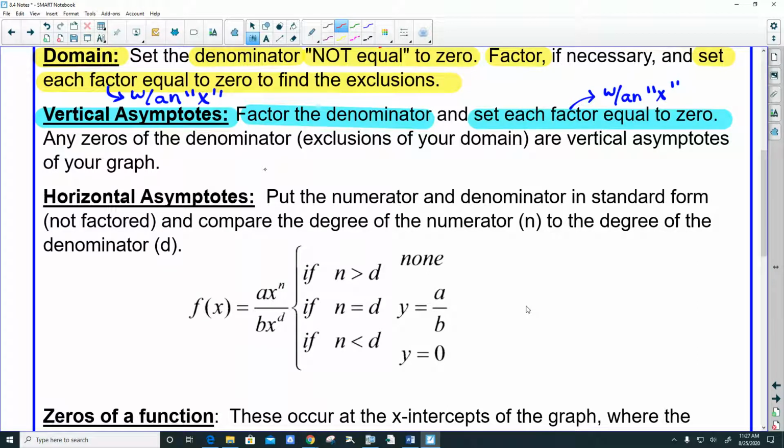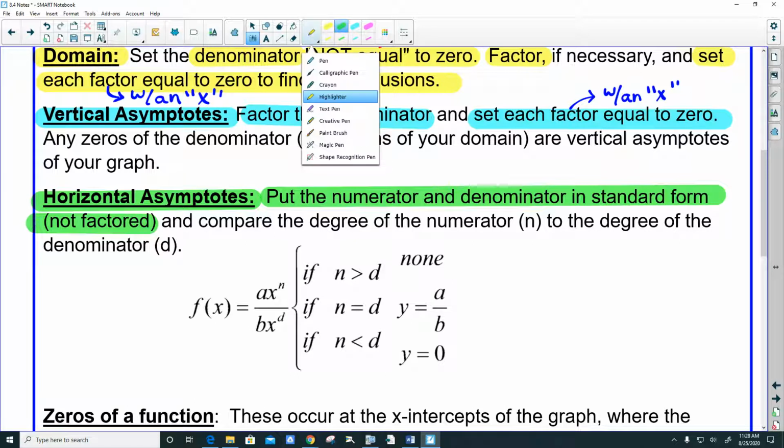Now, horizontal asymptotes are a little bit different from all the rest of these things that we're finding, because horizontal asymptotes, instead of having us look at the factored version, they want us to make sure that the numerator and denominator are put back in their non-factored form, which is what we would refer to as standard form. Okay? Oftentimes, this is how the original problem is presented, but sometimes they could give you the problem where it starts out already factored. Okay, what you're going to do is you're going to make sure that nothing is factored.